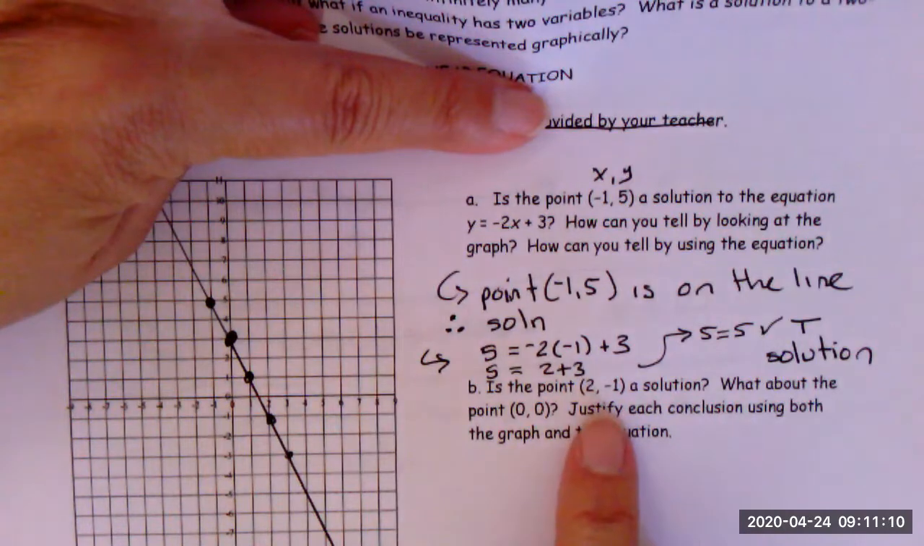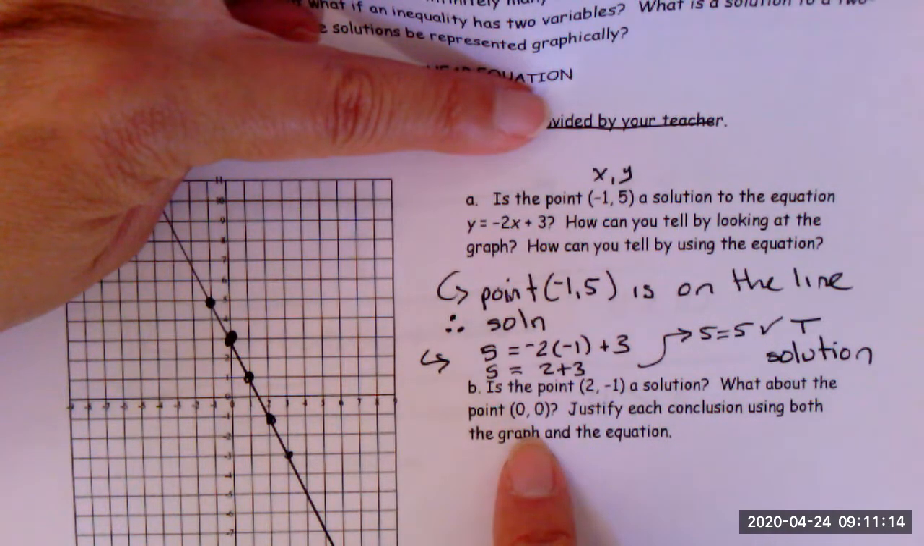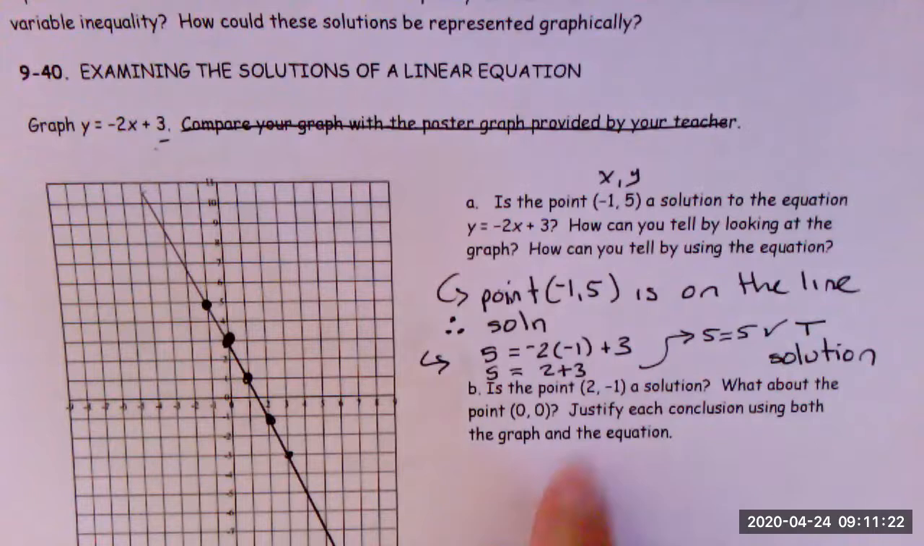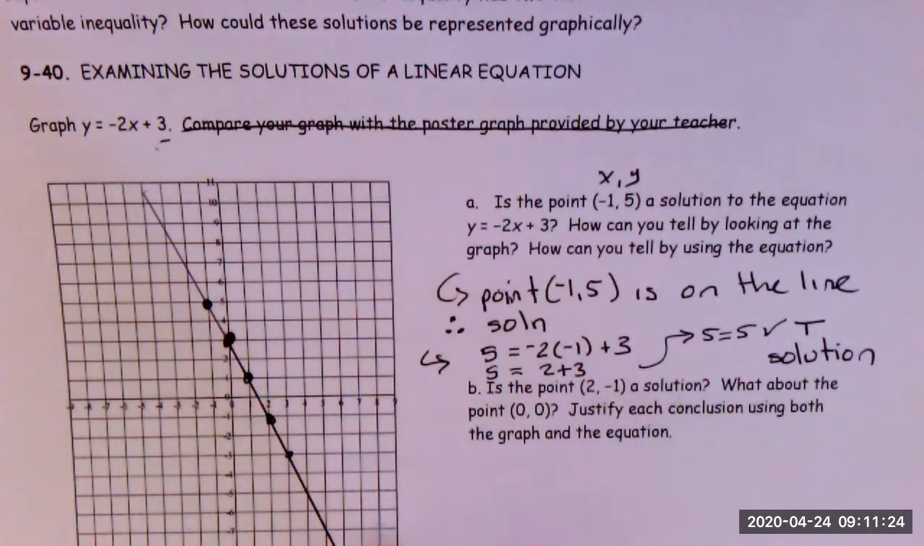All right, what I'd like you to do is go ahead and try that. Is 2, negative 1 a solution, and is 0, 0 a solution? Be able to verify it both with the graph as well as algebra. All right, so let's verify both of these graphically first. Is 0, 0 a solution? No, because it's not on the line. Is 2, negative 1 a solution? Yes, because it's on the line, right? So that's all it is.